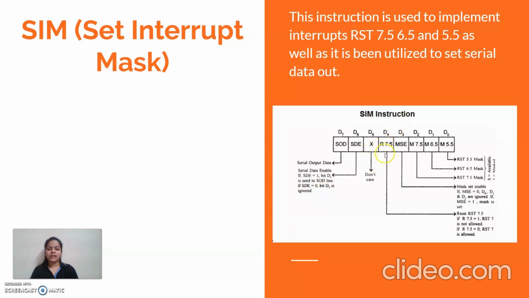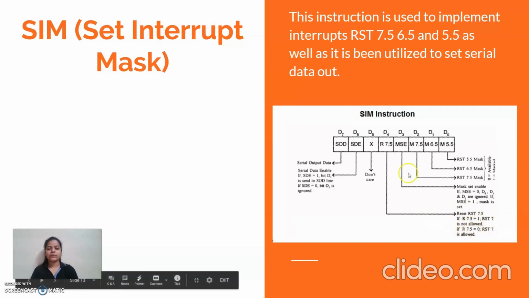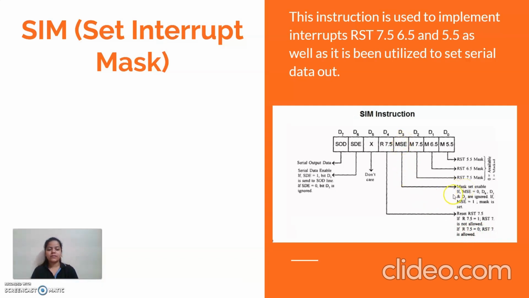D4 bit is R7.5, that is reset 7.5. If reset 7.5 is equal to 1, RST 7.5 is not allowed. If R7.5 is equal to 0, RST 7.5 is allowed. D3 is MSE, mask set enable. If mask set enable is equal to 0, D0, D1 and D2 are ignored. If mask set enable is equal to 1, the mask is set. D2, D1 and D0 are masks of RST 7.5, 6.5 and 5.5 respectively.